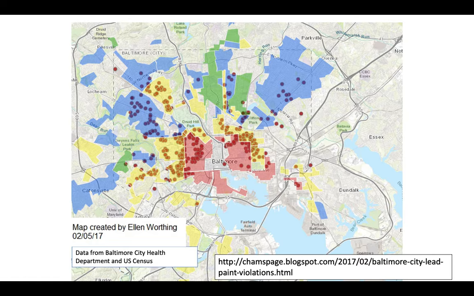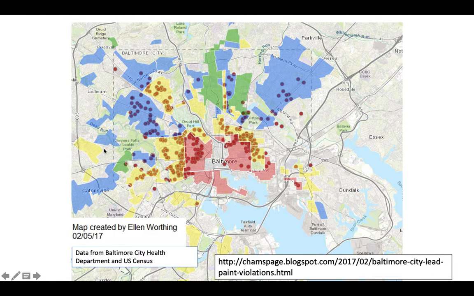Here's a better map. And it shows the redline districts. So red is the worst, green is the best, based on the housing practices of the 1930s. And you can see that the incidence of lead poisoning and lead pollution, which are these red dots, are located far and away more commonly in the red and the yellow sections. There are some in the blue, right?